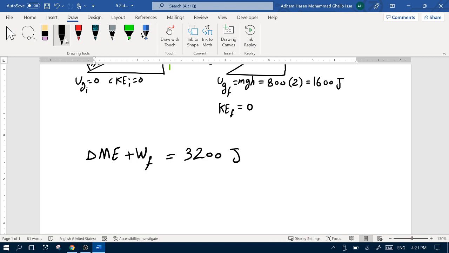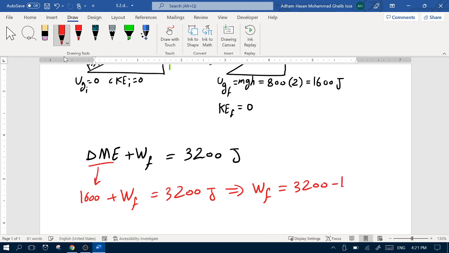Okay, so I will change the color in here. Let me make it red again. Good. So this thing is going to be 1600 plus, we don't know what, the work due to friction. Actually, this is our question here, equal to 3200 joule. From this you can simply find that the work due to friction is equal to 3200 minus 1600, and the answer is also 1600 joule of energy. So look, it requires 1600 joule of energy to move the object on top of the ground without friction. Another 1600 joule of energy was required due to friction.